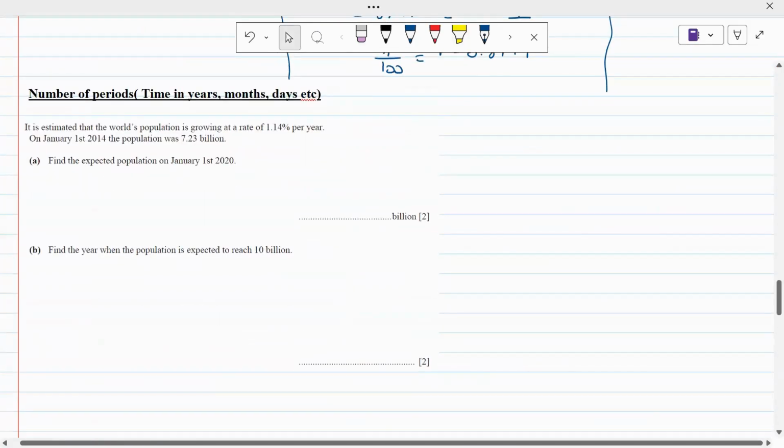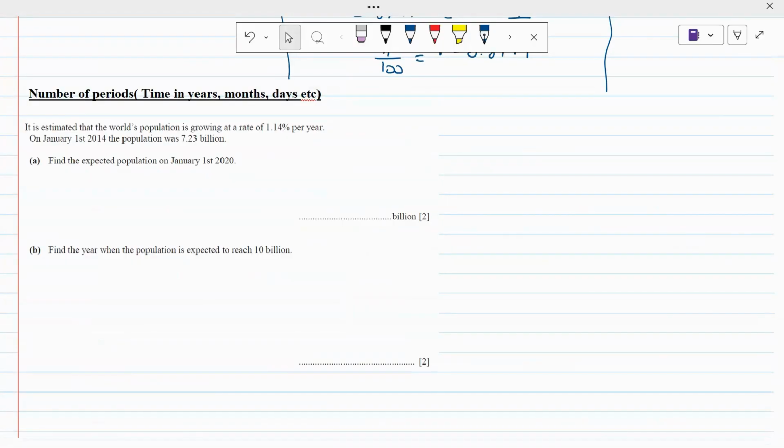Okay, now in this example, it says it is estimated that the world's population is growing at a rate of 1.14% per year. Find the expected population on January 1st, 2020. Expected population is a simple scenario, case 1, where you have to find the increased value. I'm directly using the formula here.